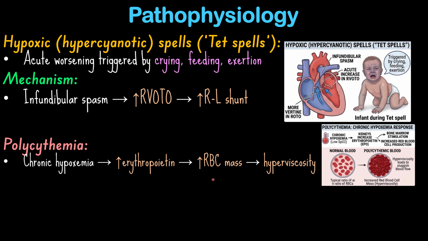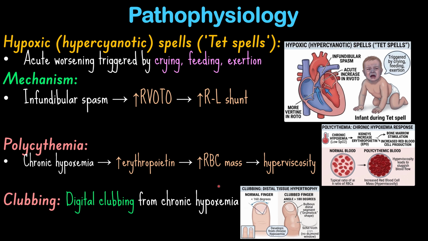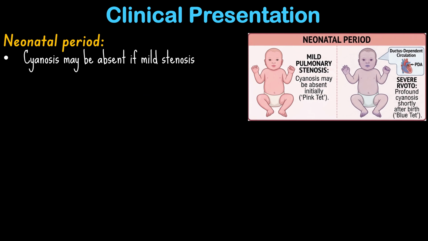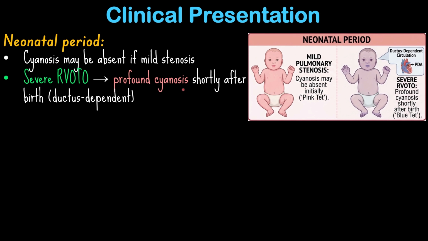Chronic low oxygen levels stimulate the production of erythropoietin, leading to polycythemia and increased blood viscosity. Digital clubbing also develops from chronic hypoxemia. Clinical presentation varies by age. In the neonatal period, cyanosis may be absent if the pulmonary stenosis is mild. However, severe obstruction presents with profound cyanosis shortly after birth, and these infants are ductus-dependent.